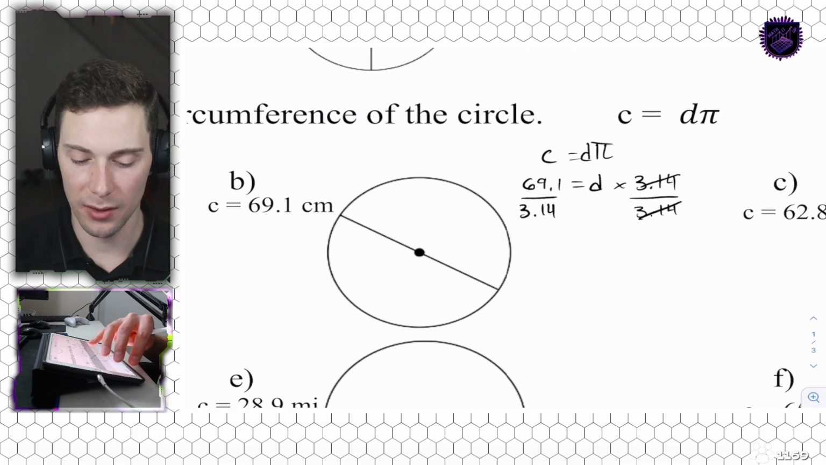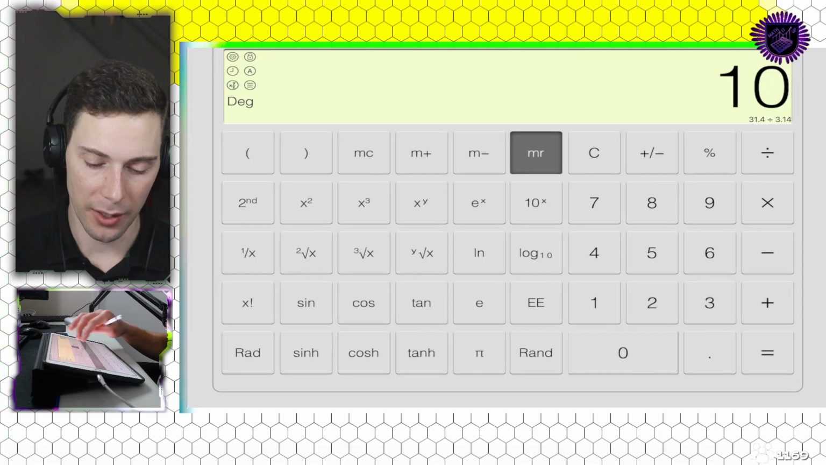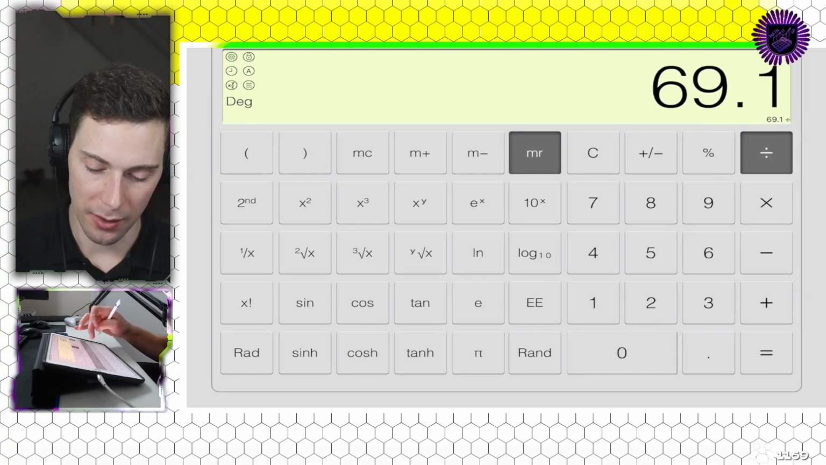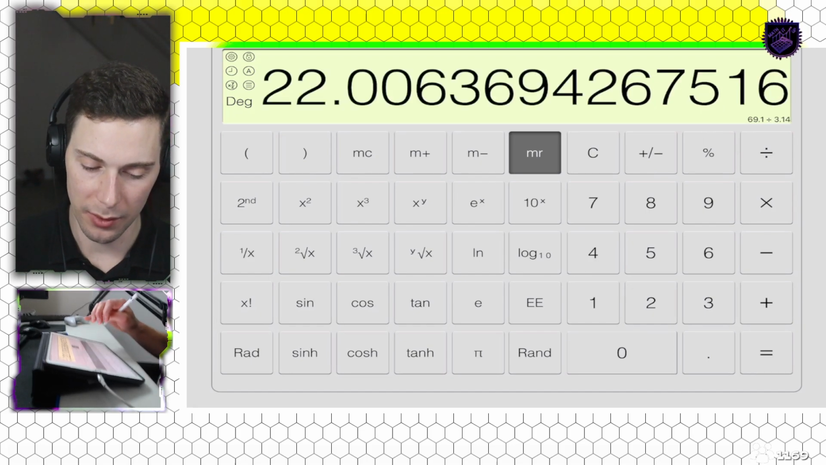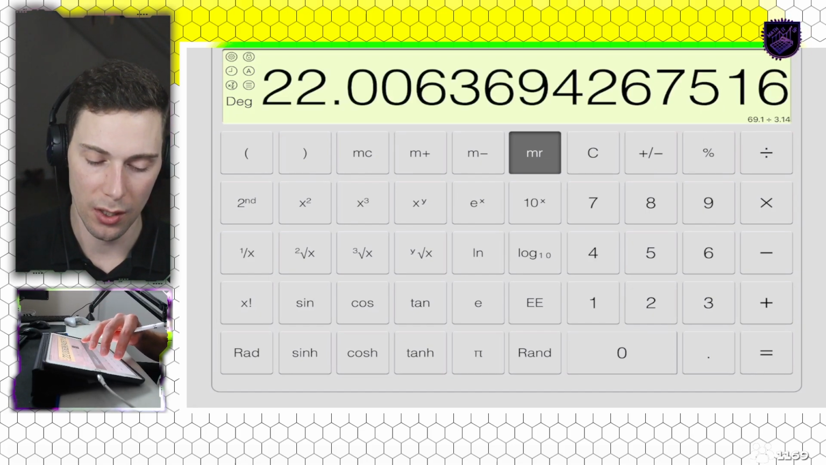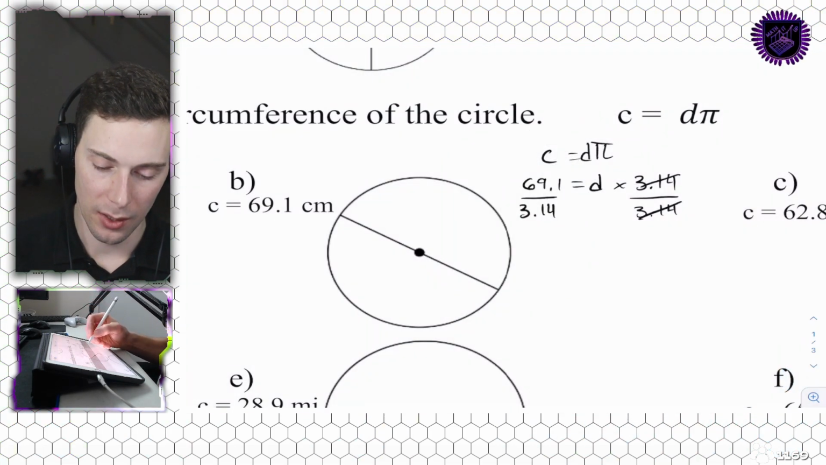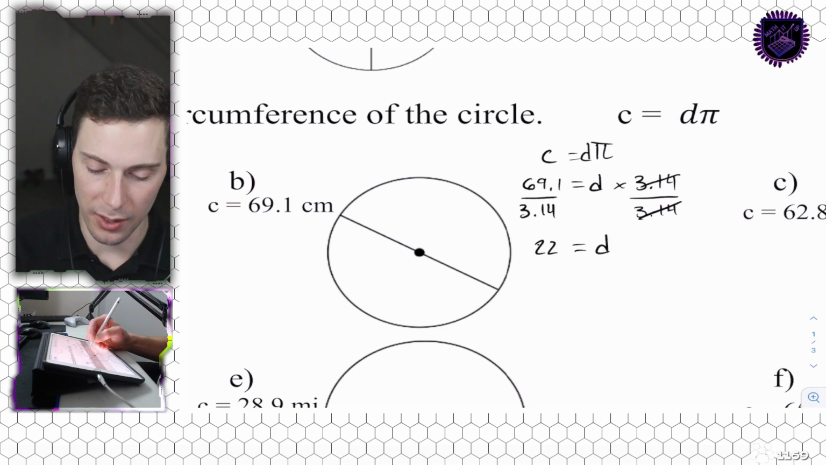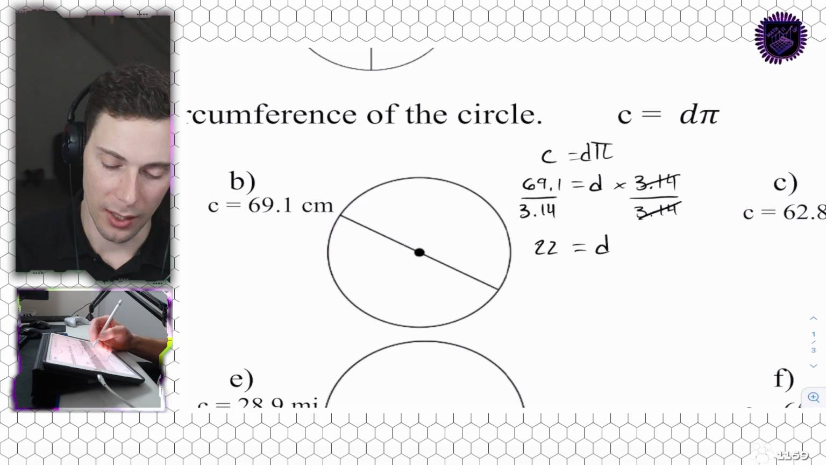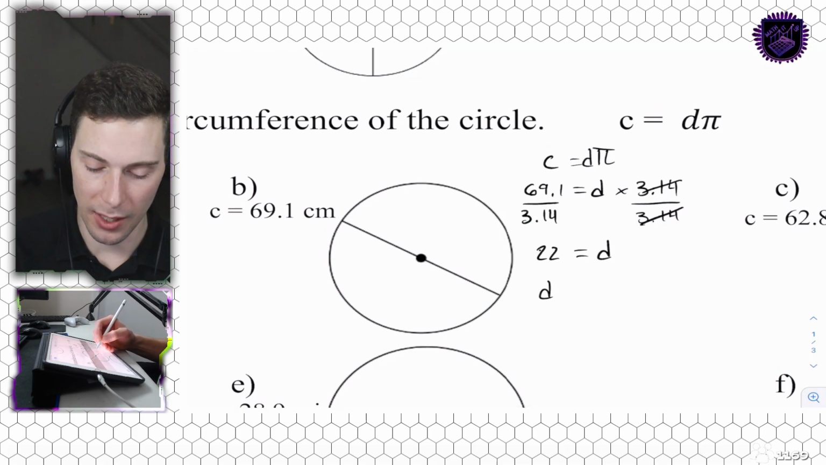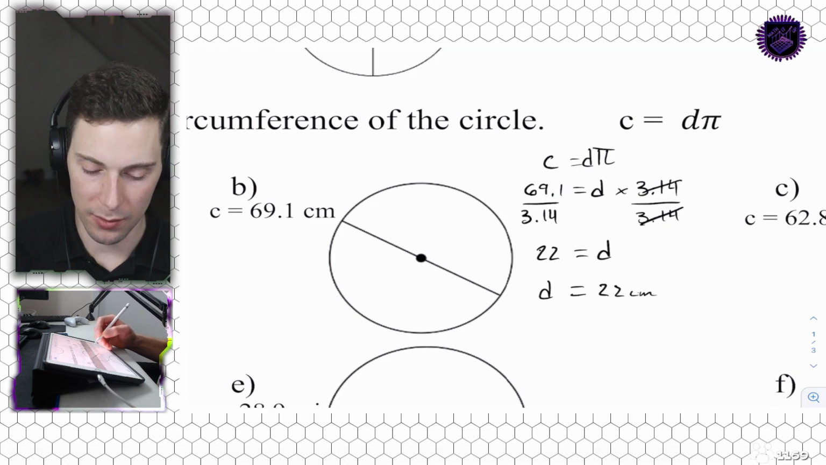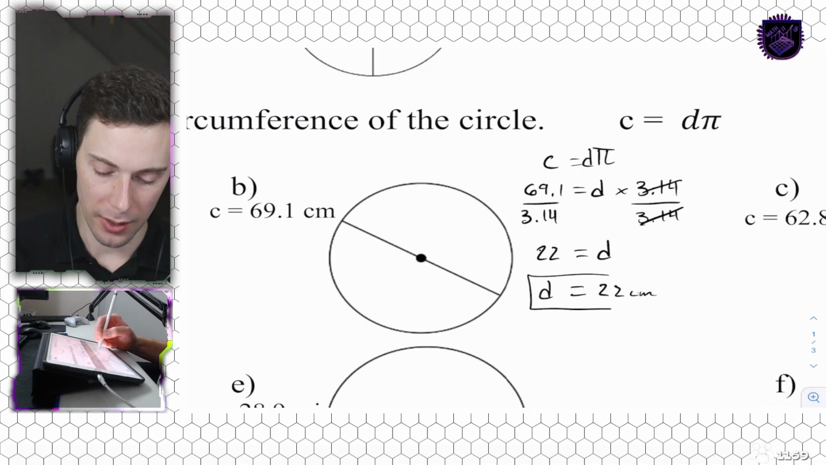So it's going to say 69.1 divided by 3.14. 69.1 divided by 3.14 is equal to 22. So 22 on this side is equal to our diameter on this side. And then, of course, we can simply say diameter is equal to 22 centimeters. That is our answer.